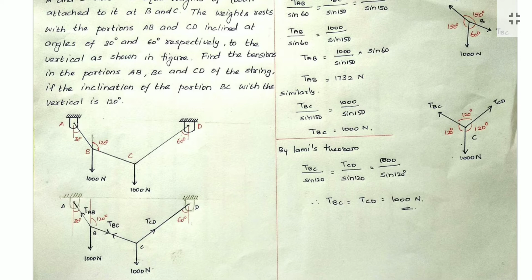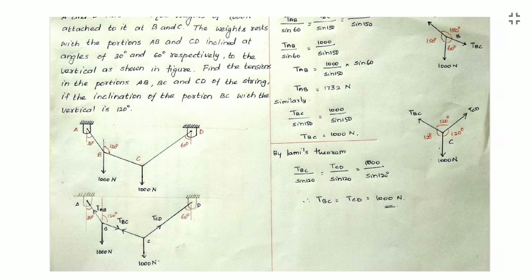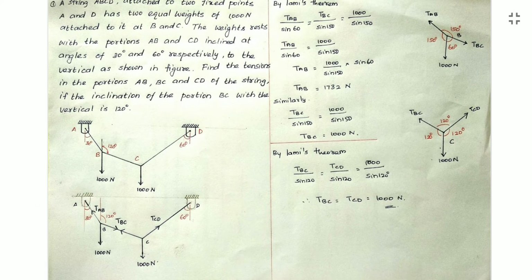Okay, let us solve the tension. As in the question, we need to find the tension values TAB, TBC and TCD. So how we are solving means, first we consider the free body diagram of the point B. So see the right side top diagram. TAB, TBC and 1000 Newton force. So first we need to find the angle between them. So here see the diagram.